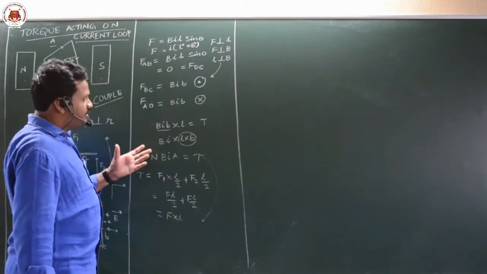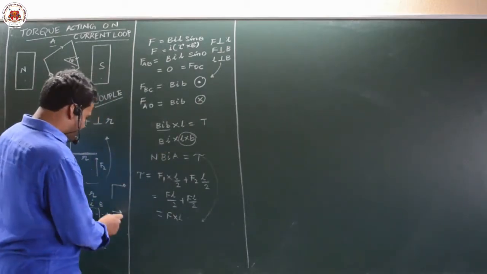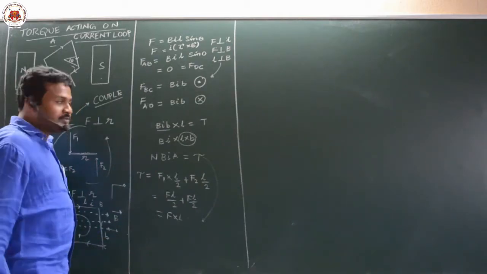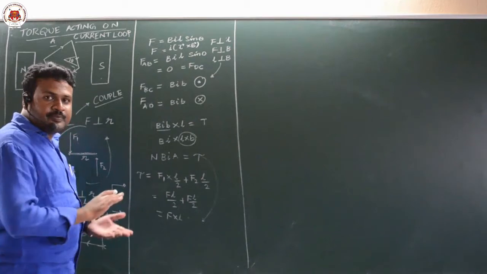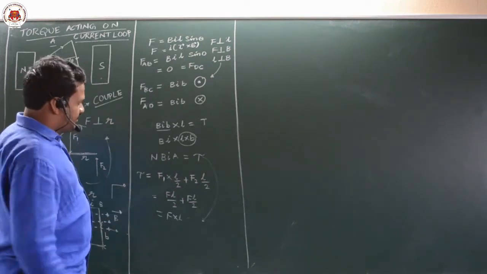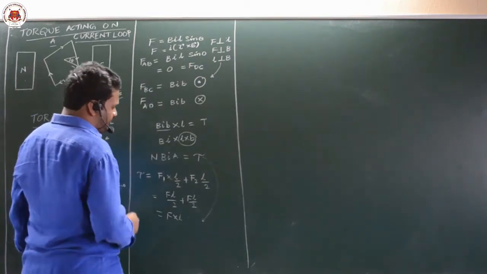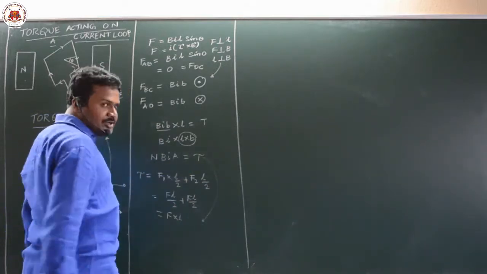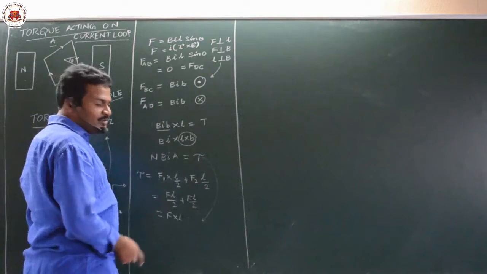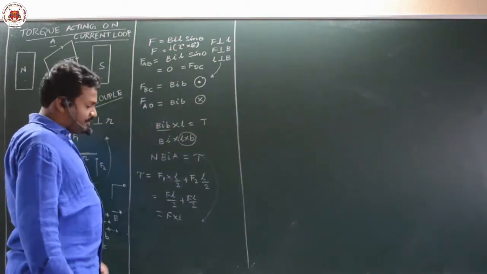So this is the formula for torque when B is perpendicular to the area. If you write this in vector form, I into B bar cross A bar will get. Sorry, A bar cross B bar will get. That will be shown in the next.